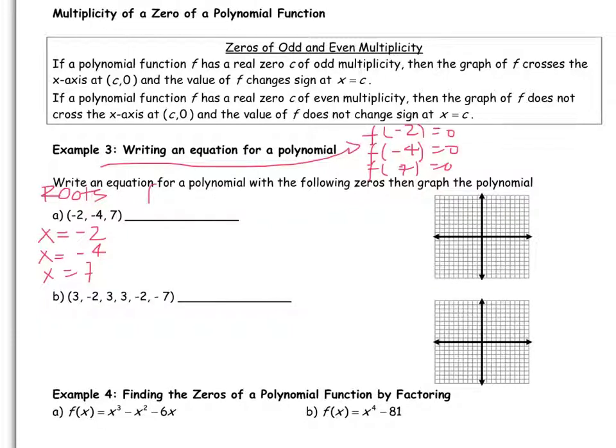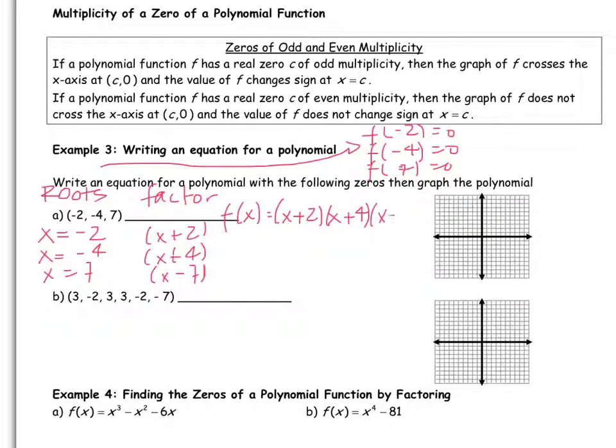These are roots. In factored form, it's going to be x plus 2, x plus 4, and x minus 7. Guys, we spent a significant time on algebra 2. Given roots, write them as factors. Given factors, write them as roots or solutions. How they want this polynomial actually written is x plus 2, x plus 4, and x minus 7.